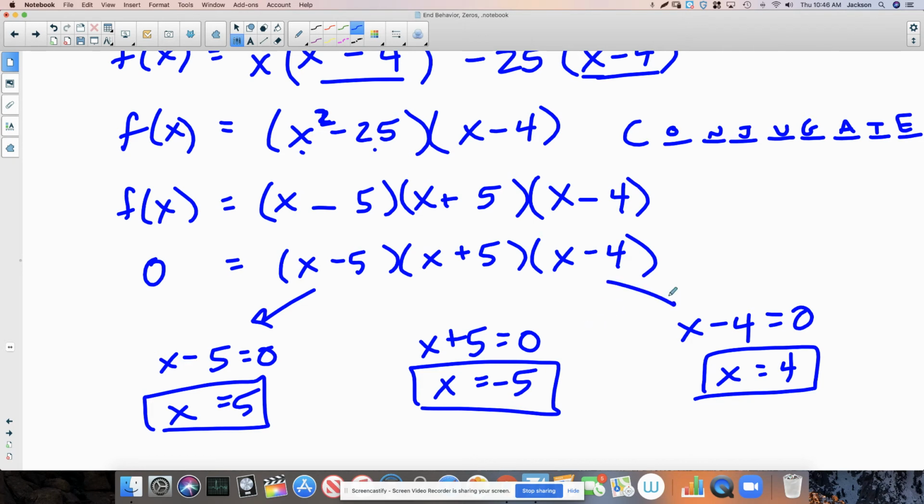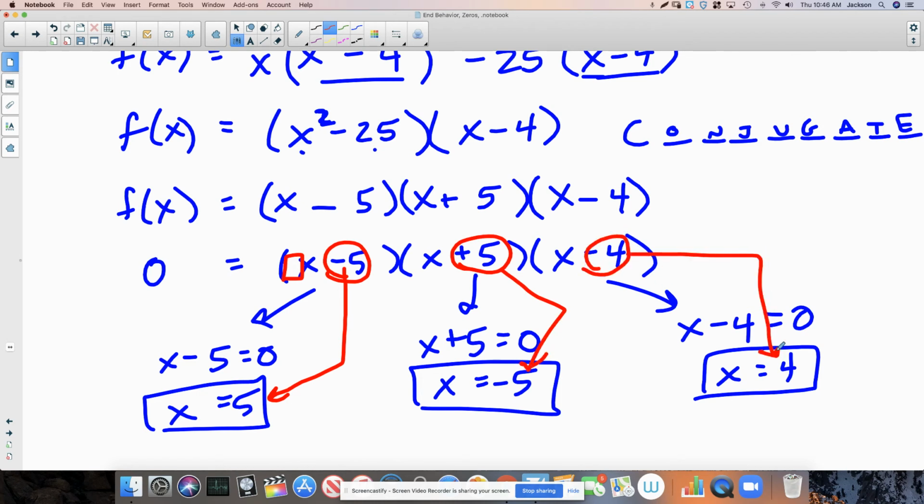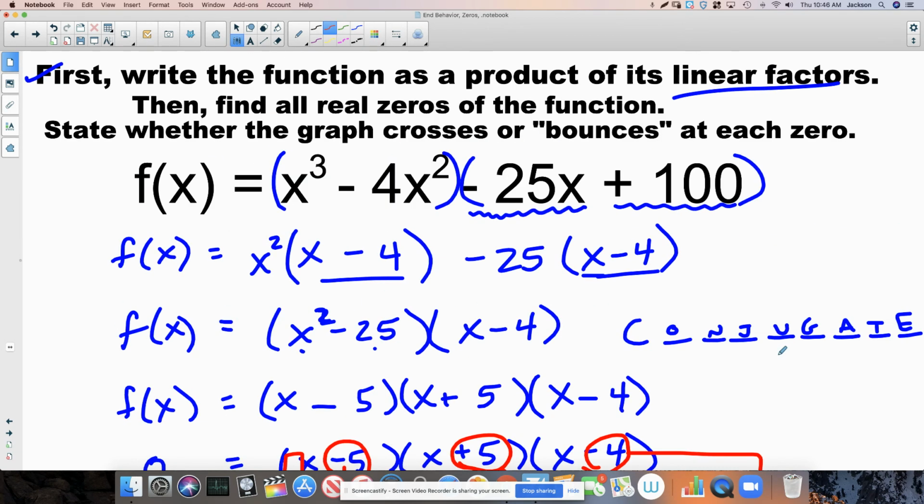But we talked about a shortcut in a previous video: as long as there's no visible coefficient, the 0 from this factor is always the opposite of this number. So because that's -5, the 0 is 5. Because this is +5, this 0 is -5. Because this is -4, this 0 is +4. So here are our zeros. Check mark there. We found all of the real zeros.